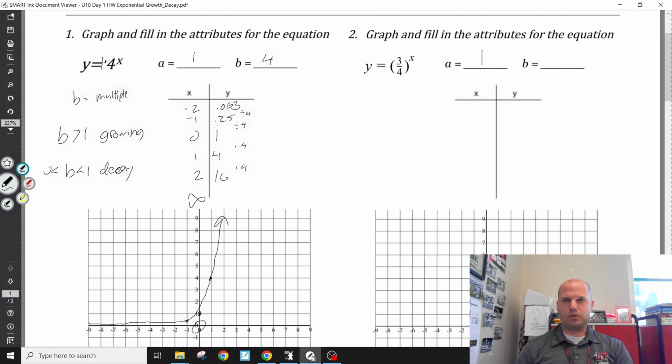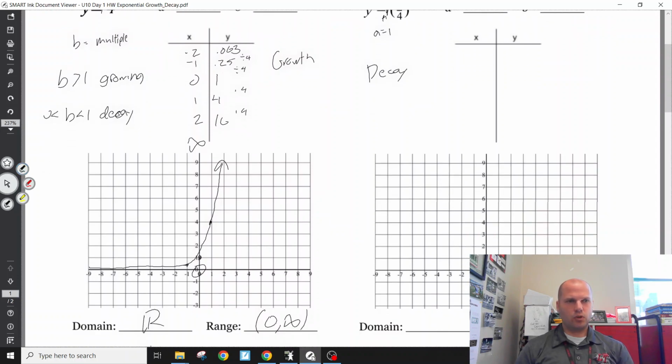Don't think the table is super important. It's more just the understanding of the shape. Understanding that this is a decay versus this is a growth. Understanding that your initial value is 1 because you have a 1 here. That's your a. That's your b. Your growth rate is a decimal, which is why you're going to decay.